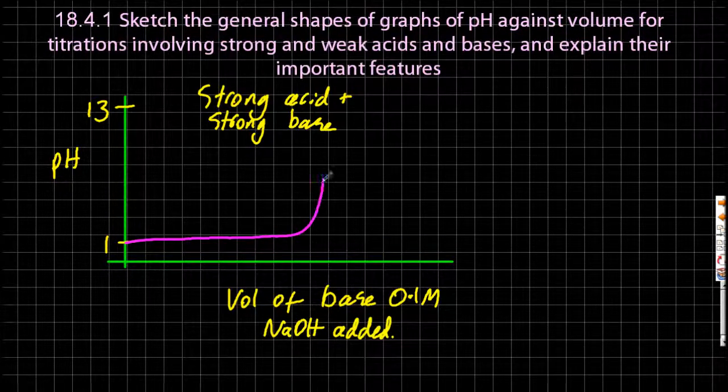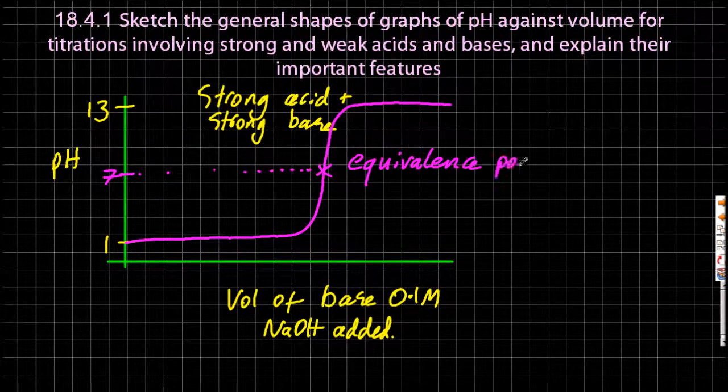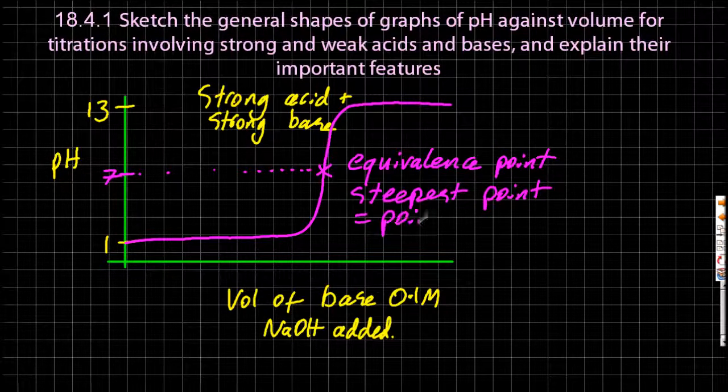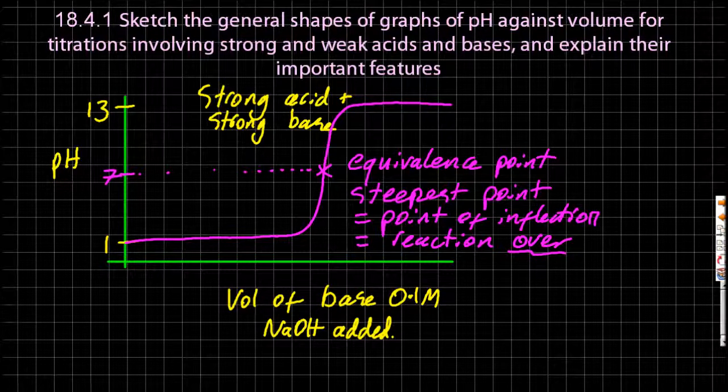So this is the first of the graphs you need to learn. Starts at pH 1, ends at 13, and the midpoint is 7, and that's called the equivalence point, or the point of inflection, and this is the steepest point of the graph. And at that point, at the steepest point of the graph, the reaction's over, it's finished.